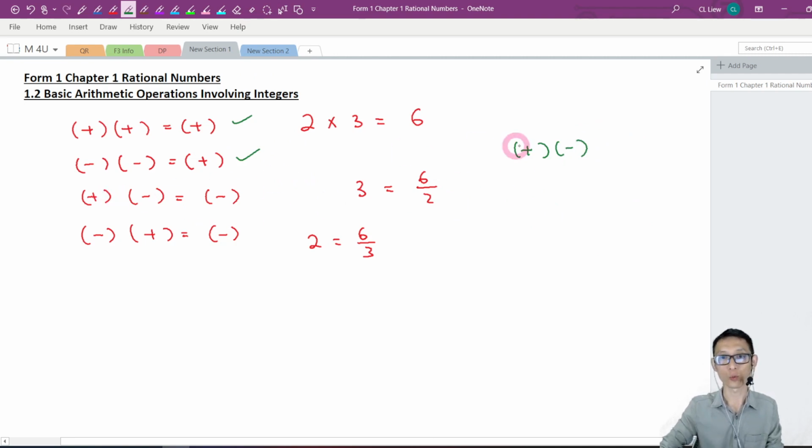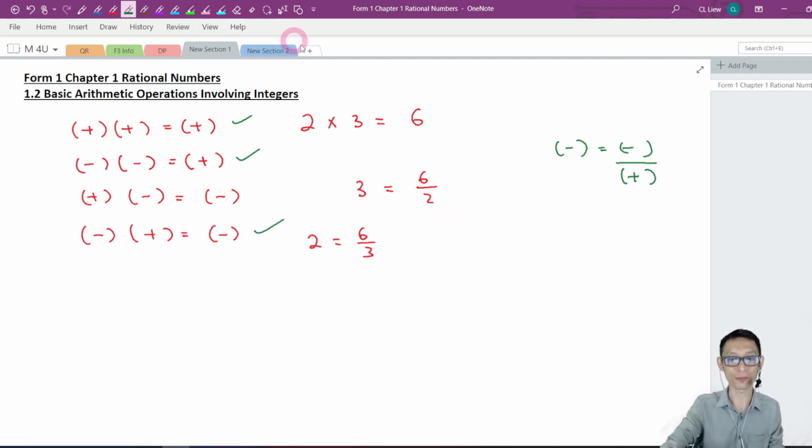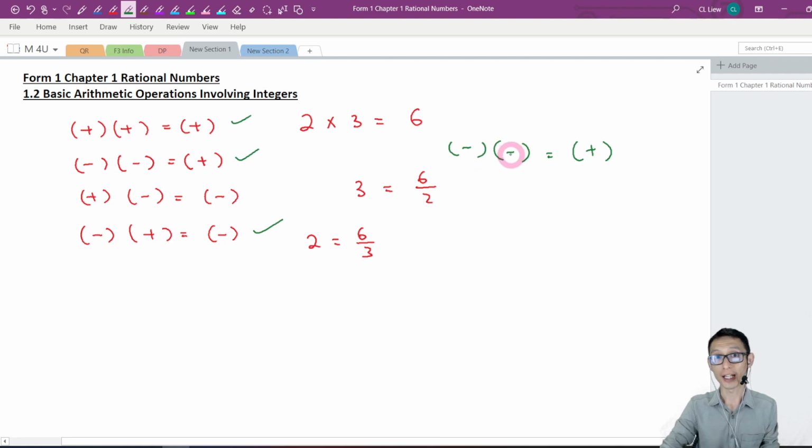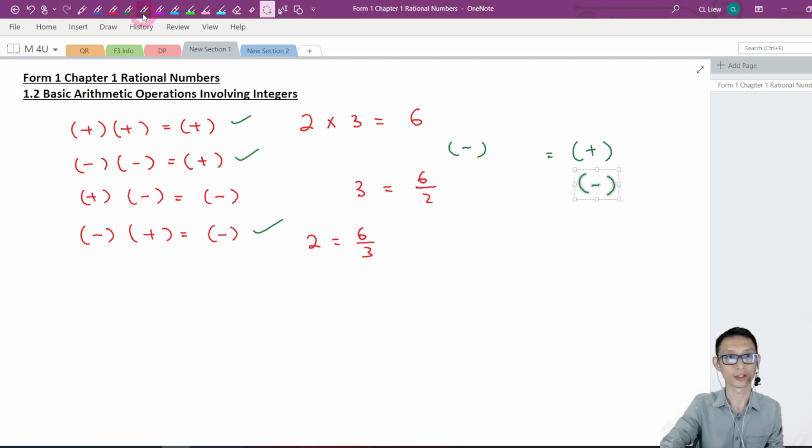Okay, now let's look at this one. Positive, negative will give us negative. So if you take this one and move it to the other side, it becomes divide. Now negative divided by positive, we get negative. Negative, positive, negative. Okay, let's try one more. Negative, negative equals positive, right? So same thing, if I move this over here, I'll move it over here.